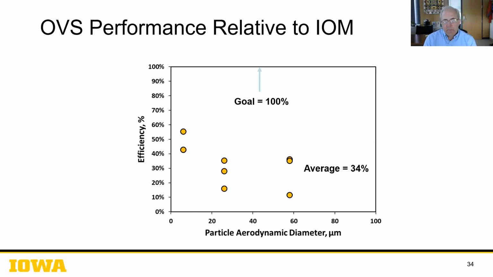And then looking at it simply from the point of a ratio of the OVS to IOM, and I see I have this wrong. This is not efficiency. This should be the ratio of the OVS to IOM. The average was around 34%. So the OVS is bringing in around a third of the mass of the IOM. It's one way to look at it.